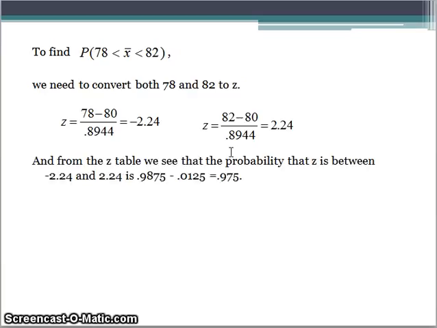Now if you look on the Z table to find the probability between those two numbers, you'd look up 2.24. First, you'd find the area to the left of it and get 0.9875, and then subtract the area below negative 2.24, which is 0.0125, and so you get 0.975. So what that tells us is that there is a probability of 0.975 that a sample of 20 from that population would be between 78 and 82. Okay, so that's our answer to that problem.